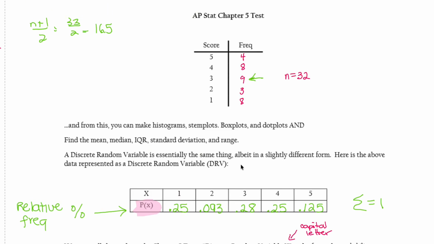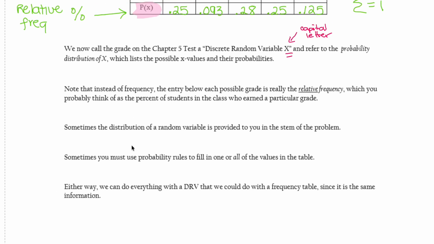So going back to this, think about for yourself a little bit. How are you going to convert this list to this table? Well, first of all, we recorded the different scores each person received. So there are a total of 32 students in the class. For each score, those are the number of people who received them. And what I did is I used 4 over 32, 8 over 32, 9 over 32, and got each relative frequency. Sometimes you must use probability rules to fill in one or all of the values in the table. Either way, we can do everything with a discrete random variable that we could do with a frequency table, since it is the same information.